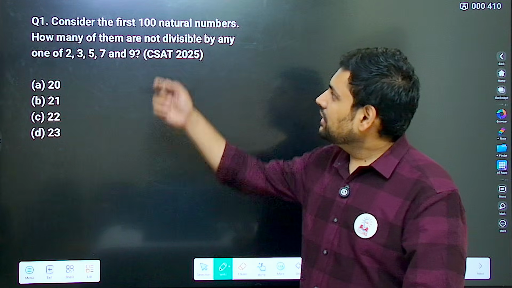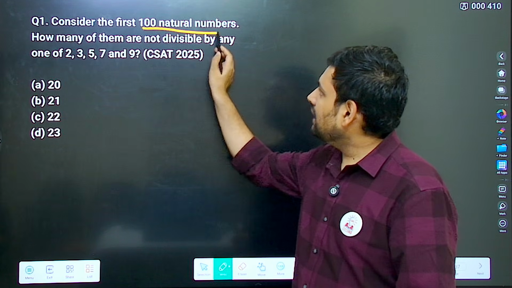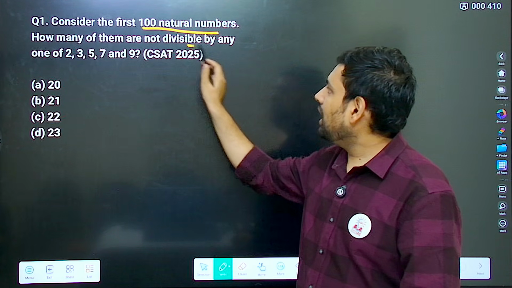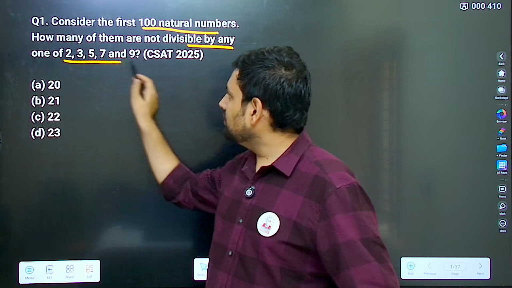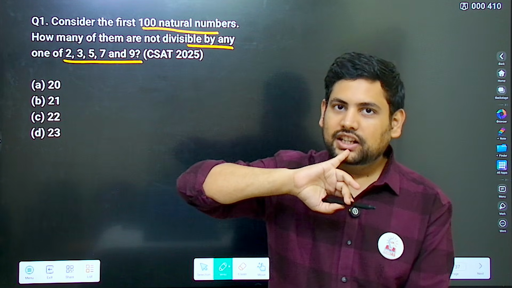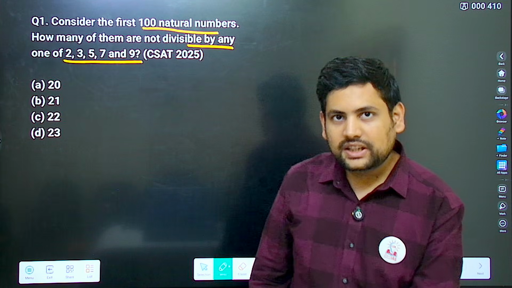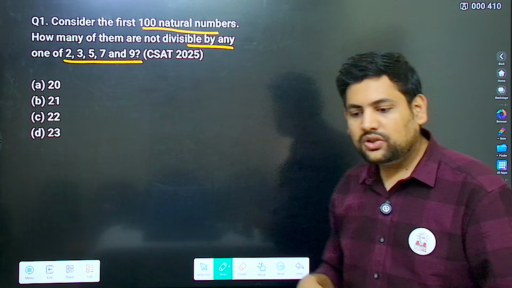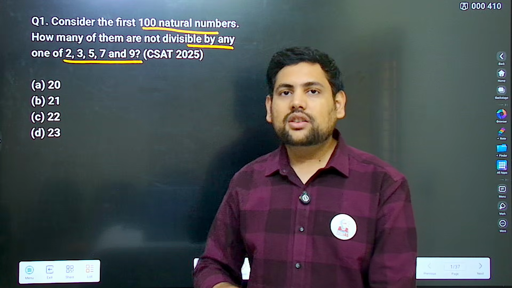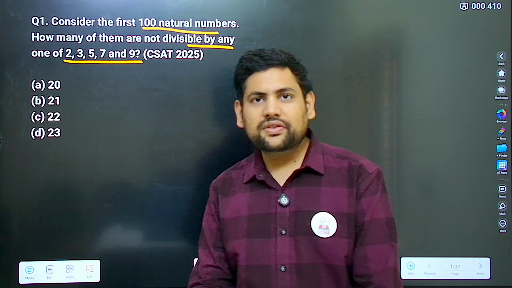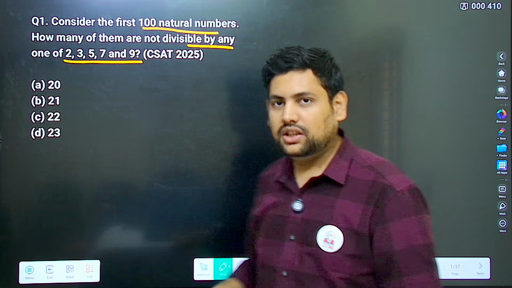What it says: consider the first 100 natural numbers. How many of them are not divisible by any of 2, 3, 5, 7 and 9? Now what do you think? See, first thing, it is asking you about the natural numbers till 100 which are not divisible by any of these numbers. Now understand one thing.